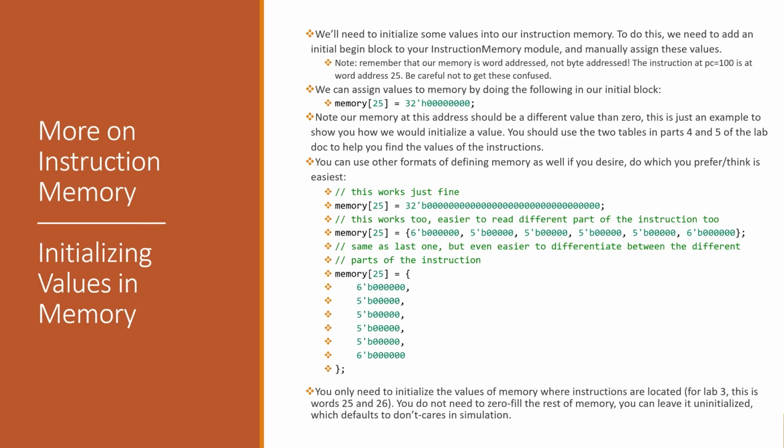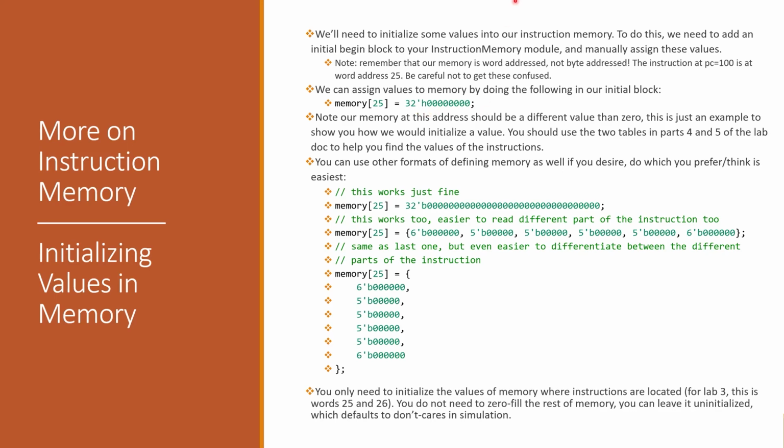Now, we'll also need to initialize some values into our instruction memory. To do this, we need to add an initial begin block to our instruction memory module and manually assign these values. Note that you'll want to remember that our memory is now word addressed, not byte addressed, so the instruction at PC 100 is now at word address 25. Be careful not to get these two confused. We can assign values to memory by doing the following in our initial block. Memory 25 equals 32-bit hex value, all zeros. This here sets the memory at location 25 to this 32-bit hex value, which in our case is all zeros.